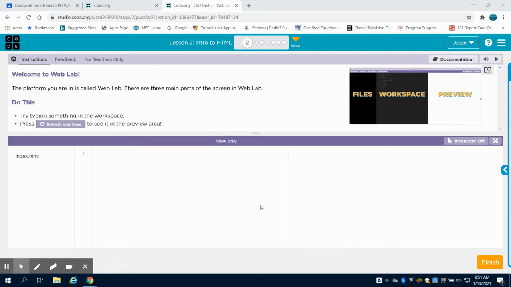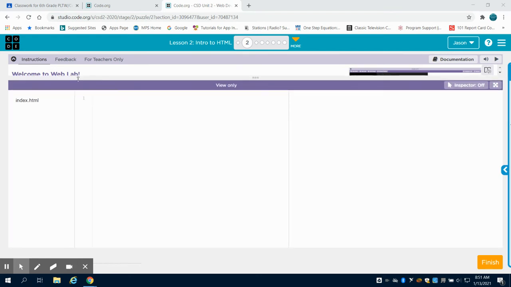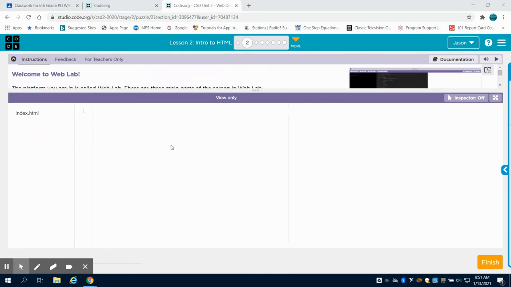The way a general window is laid out, you have your instructions up top, and then down in the bottom you have your coding window. And we'll talk about that in our next video.